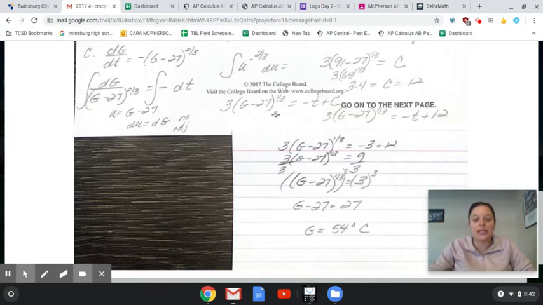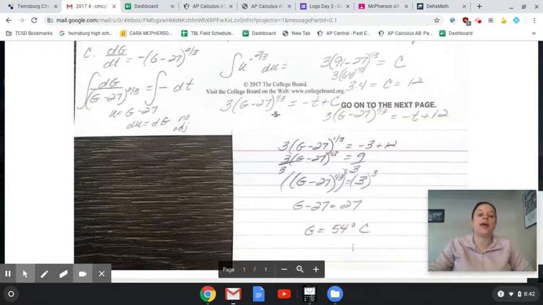I got 3. To get rid of the 1/3 power, I took it to the 3rd power. So this is 3 cubed, which is 27. So G minus 27 equals 27. I added 27 to both sides. And my final answer, which I crossed my fingers and hoped was the right answer, was 54.